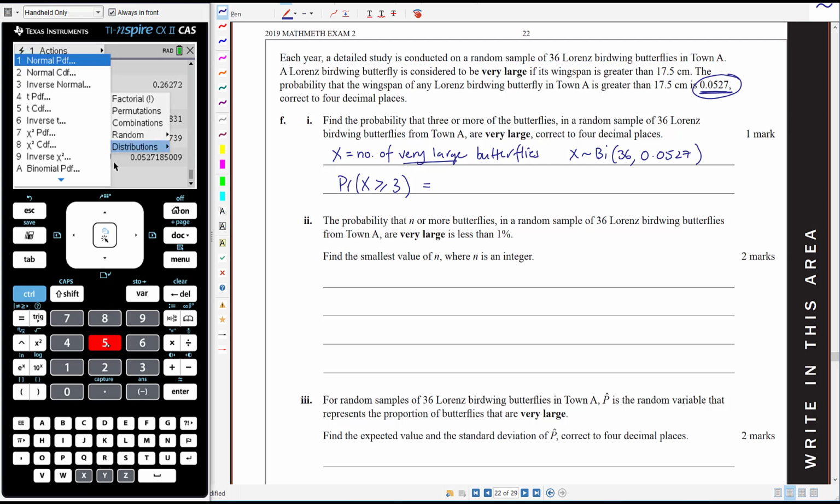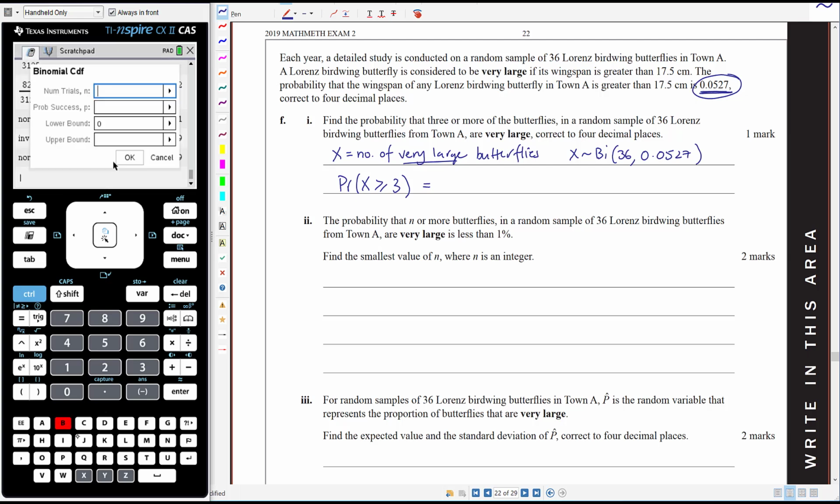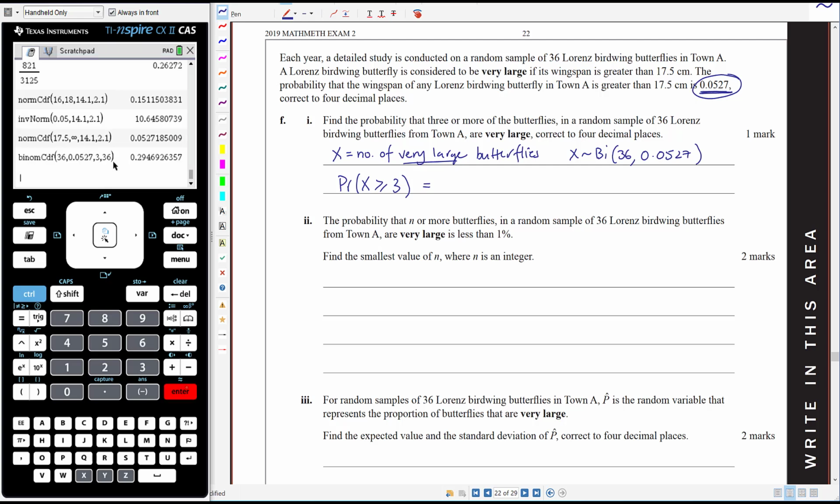Okay, so menu 55B, we have 36 butterflies, probability of success is 0.0527, lower bound is 3, upper bound is 36. So that is 0.2947.